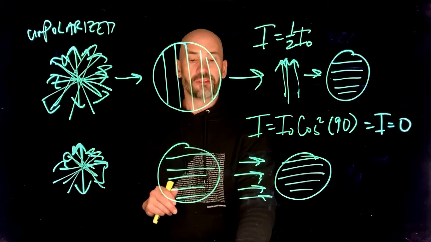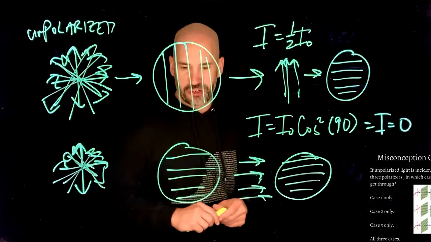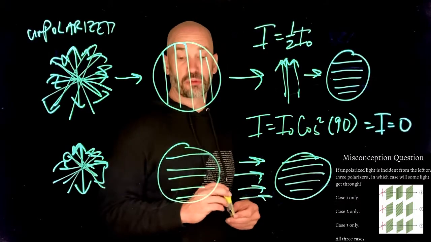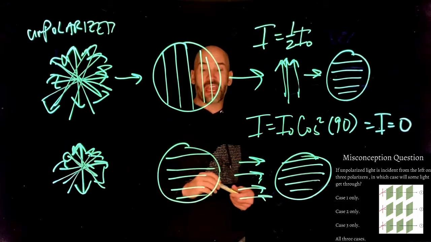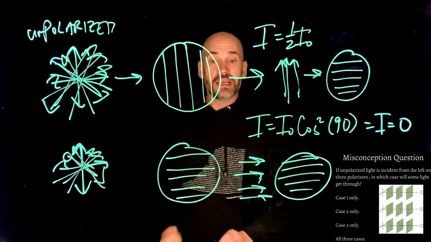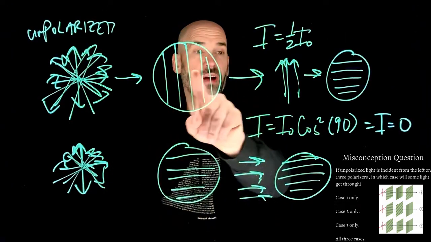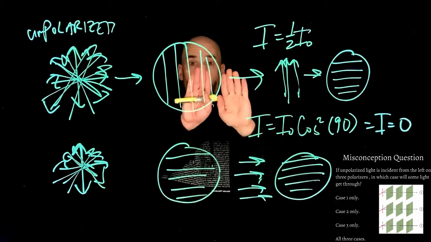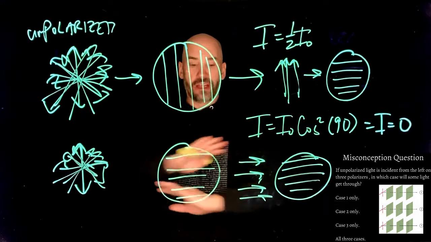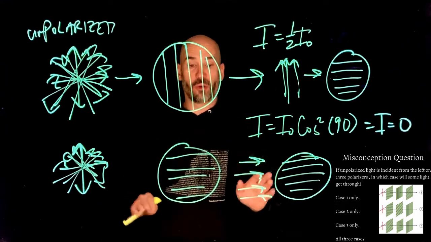Okay, so from this, I want to share one misconception question, and it's a fun question. It says, if unpolarized light is incident from the left on 3 polarizers, in which case will some light get through? Now remember, if you have a situation where there are 2 polarizers that are 90 degrees misoriented from each other, back to back, you will lose all light. So we can cut off those for sure. We know that no light will get through those polarizers.